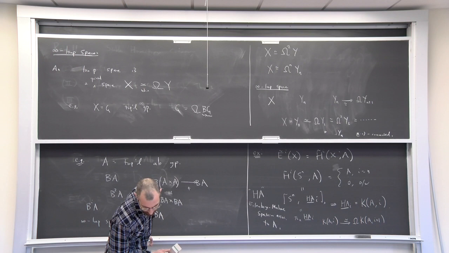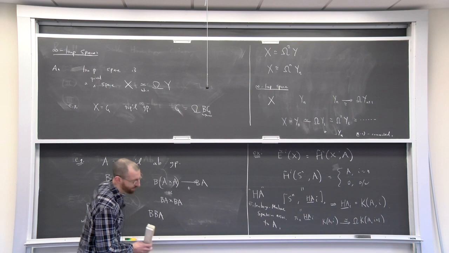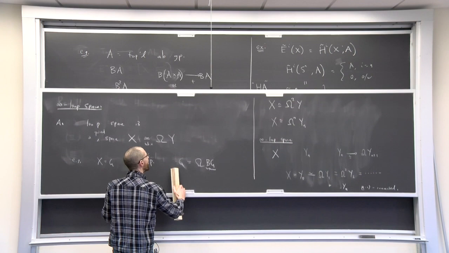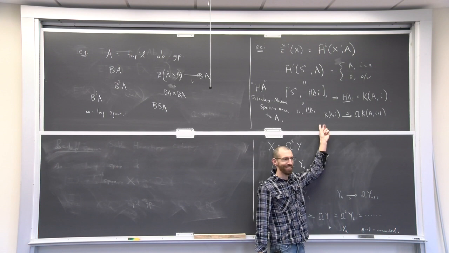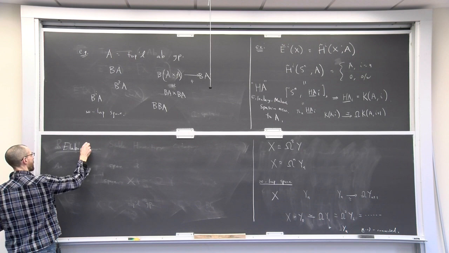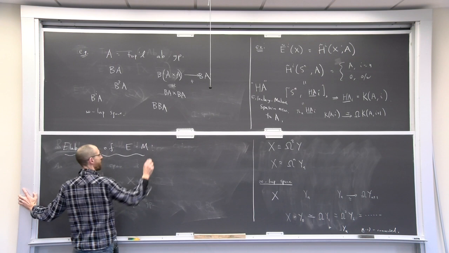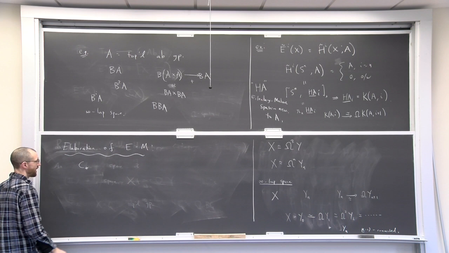Let me now go on to, oh, right. So now I want to give you another interesting thing to do. I want to give you an elaboration of the Eilenberg-MacLane construction. So here's what I want to do. I want to take a chain. Let's say that C is a chain complex of abelian groups.